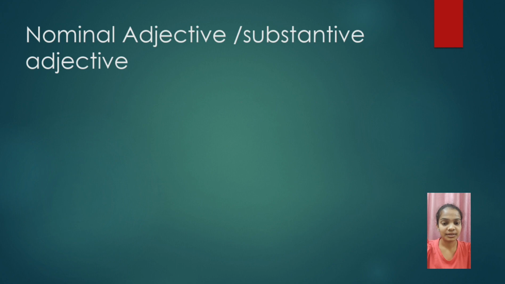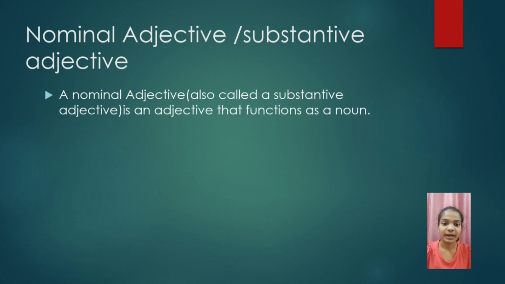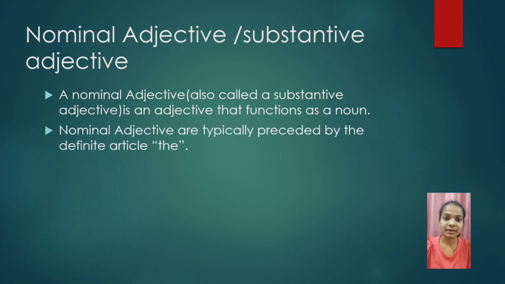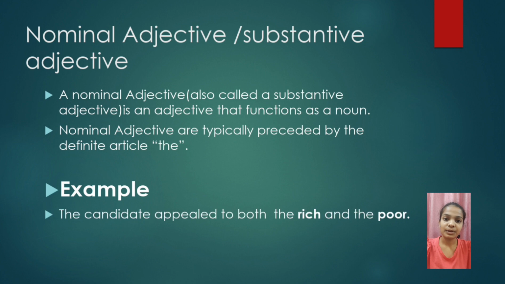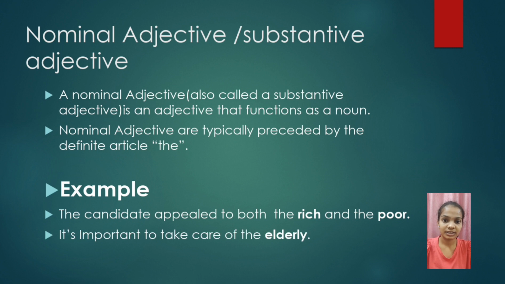Nominal adjective. A nominal adjective is also called a substantive adjective. A nominal adjective is an adjective that functions as a noun. Nominal adjectives are typically preceded by the definite article the. Example: the candidate appealed to both the rich and the poor. It's important to take care of the elderly.